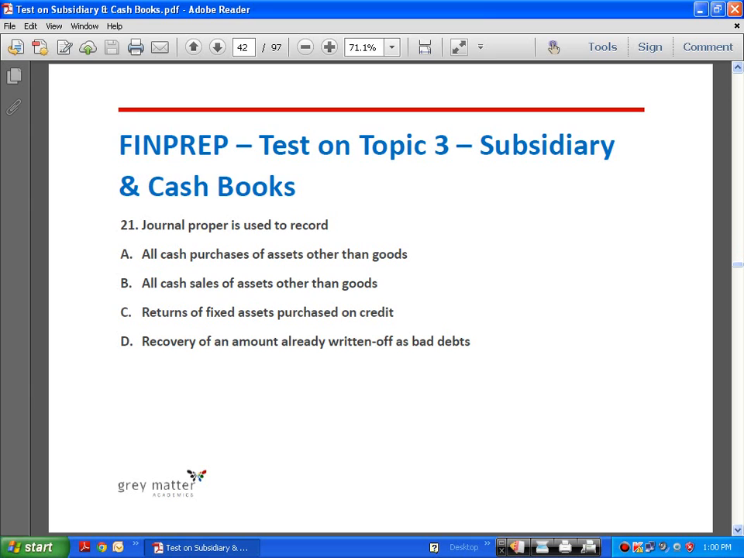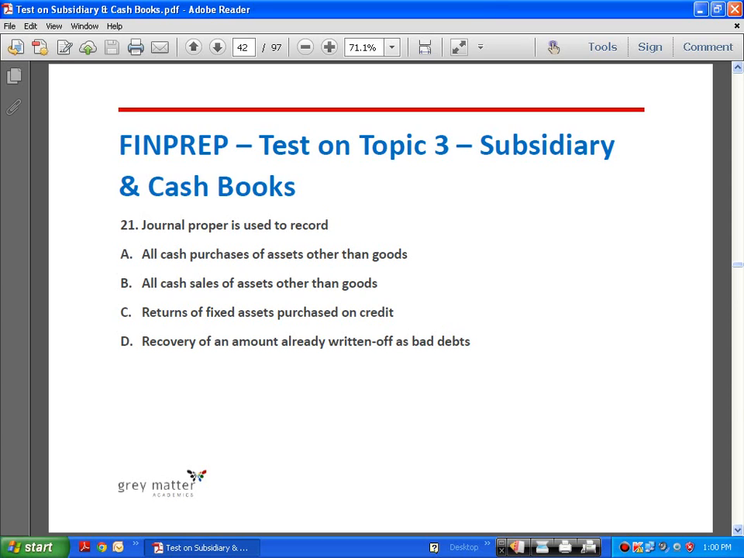Next, journal proper is used to record A, all cash purchases of assets other than goods. The moment we encounter the term cash, it means it has to be recorded in the cash book. So straight away we can eliminate A and B. If we look at C, returns of fixed assets purchased on credit, yes. So this will be recorded in the journal proper.